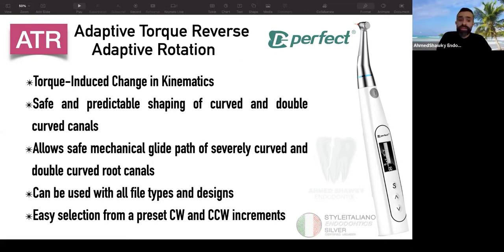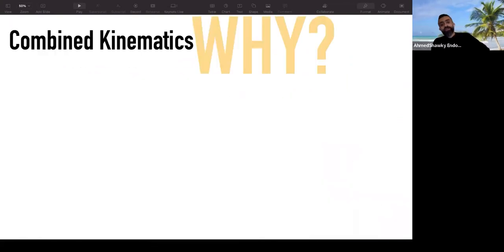And we can easily select a preset clockwise and counterclockwise increments, 170, 50, 20, 10, any increments you can choose in your ZRF motor.